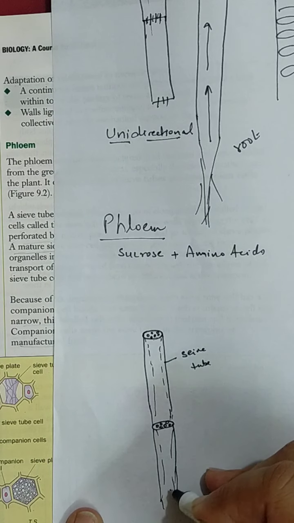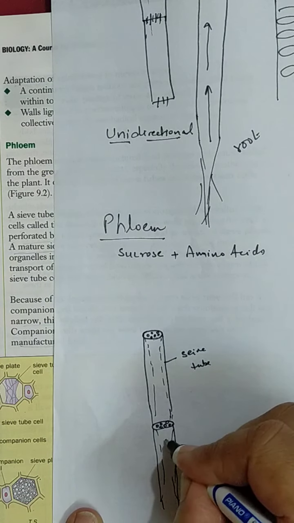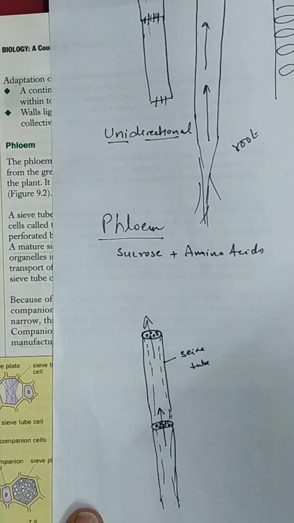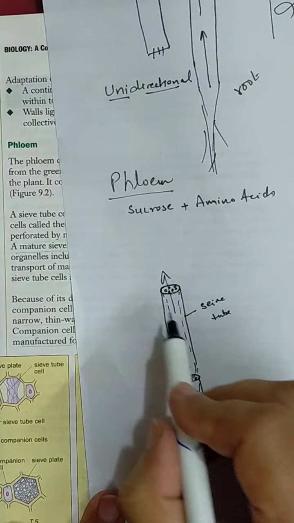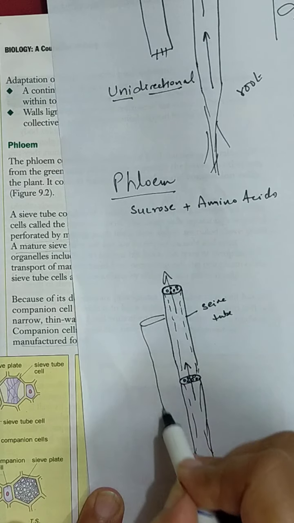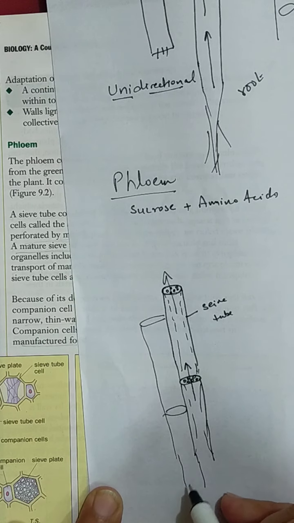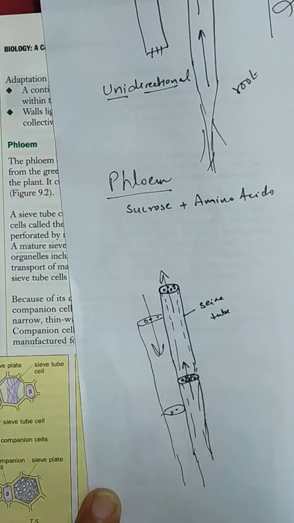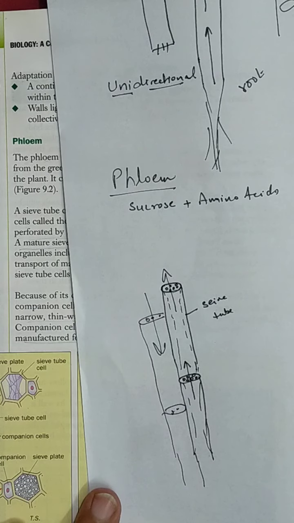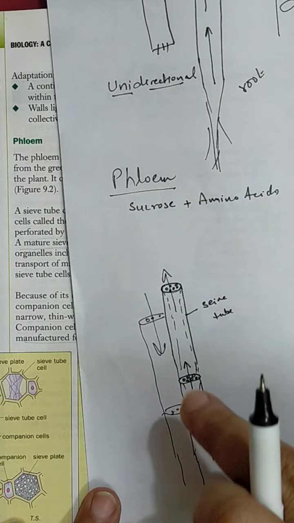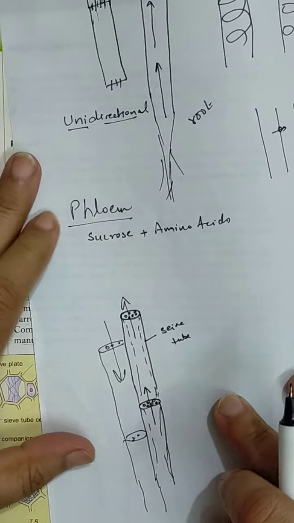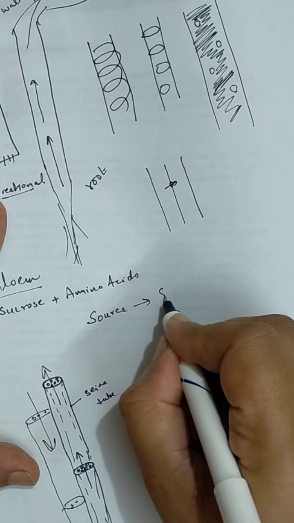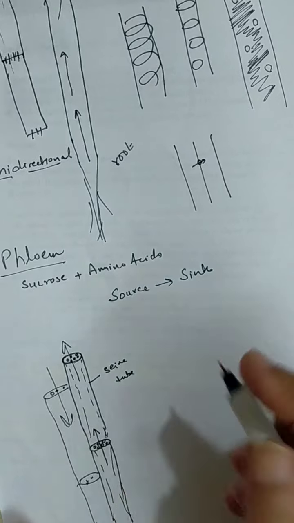Food material is transported by this cytoplasm, and through the perforated plate it can move up in one sieve tube. There is not just one sieve tube, there can be many other sieve tubes. So according to the requirement, material can move upward in one sieve tube and downward in another, depending on the requirement of the plant. But remember, the material in the sieve tube will always be transported from source to sink. I'll tell you about source and sink.